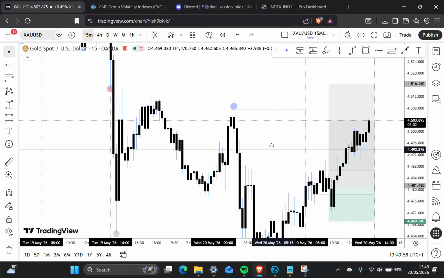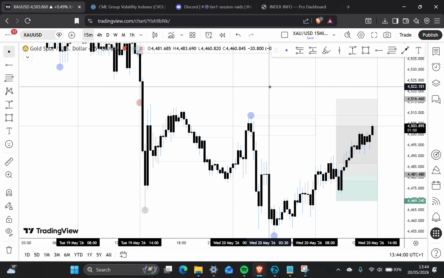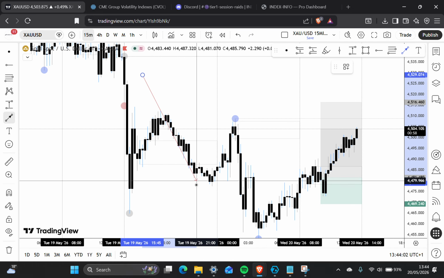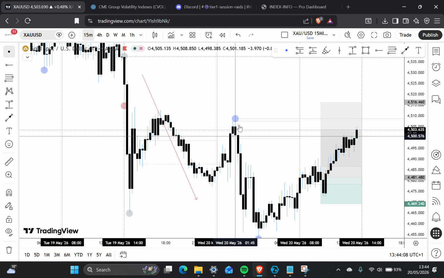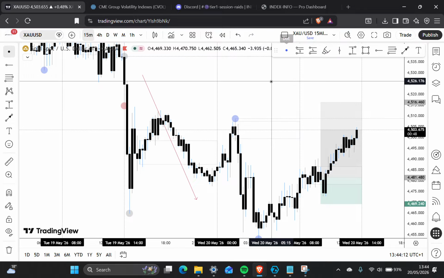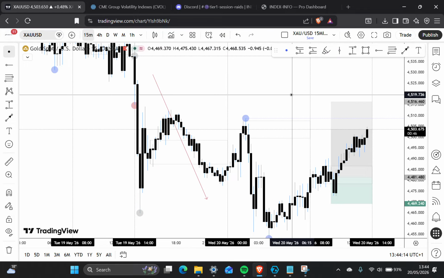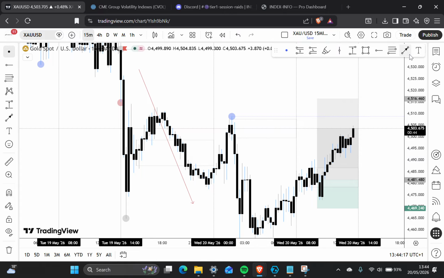I look at the previous session's overall move. The previous session's overall move here is to the downside. So, short down.